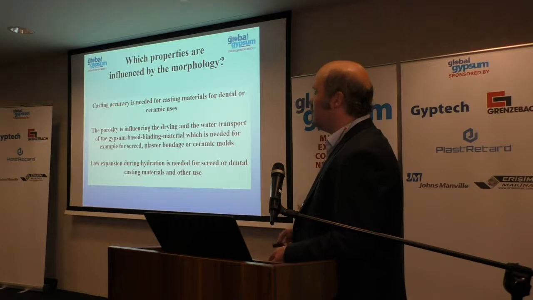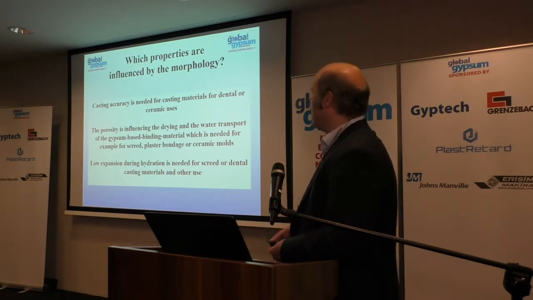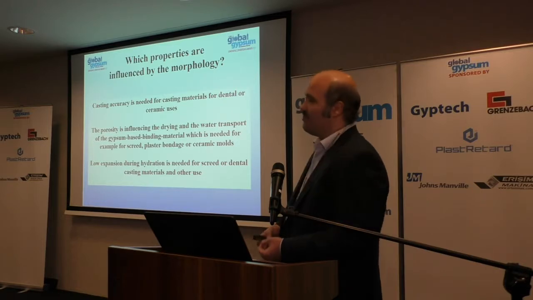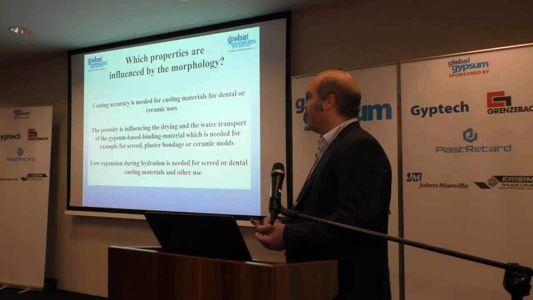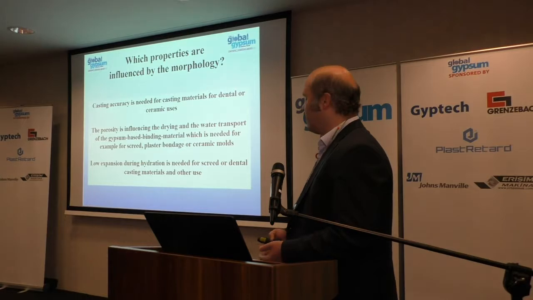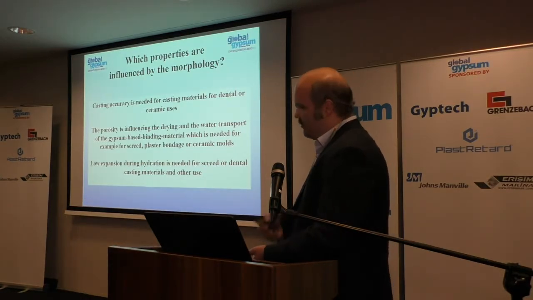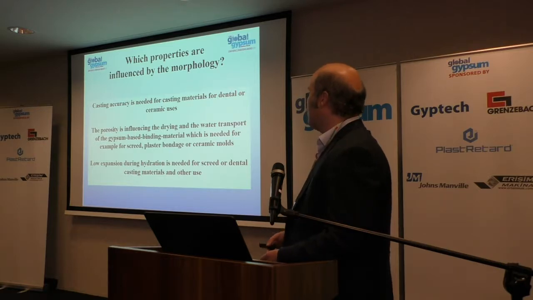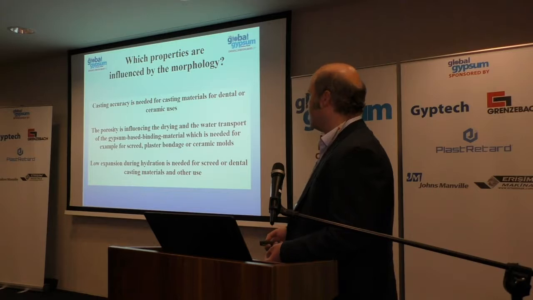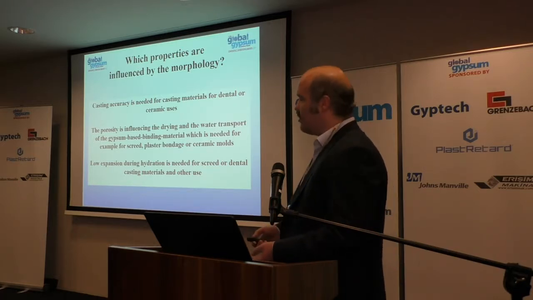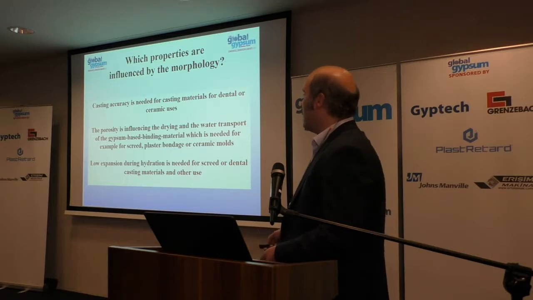And why do we need that information? Casting accuracy is needed for any casting material. The porosity is influencing the drying process. Even if you have a screed, you want to have a faster drying process. If you have plaster bondage, you want to have any water going out of the material. For ceramic molds, it's influencing the ceramic at the end. Low expansion during hydration is needed for screed or for casting materials nearly everywhere.